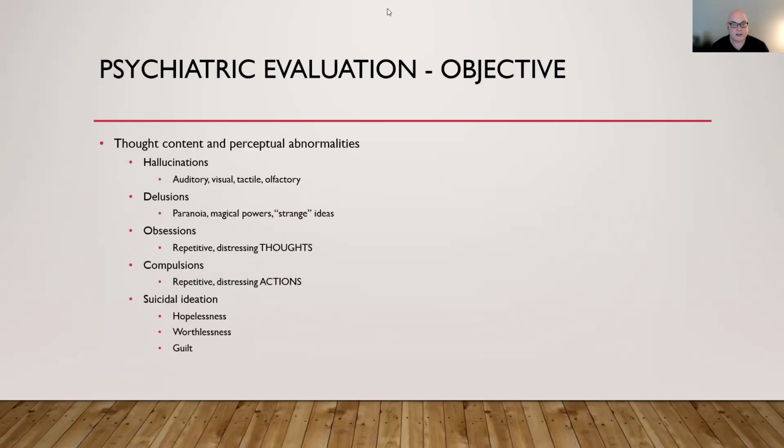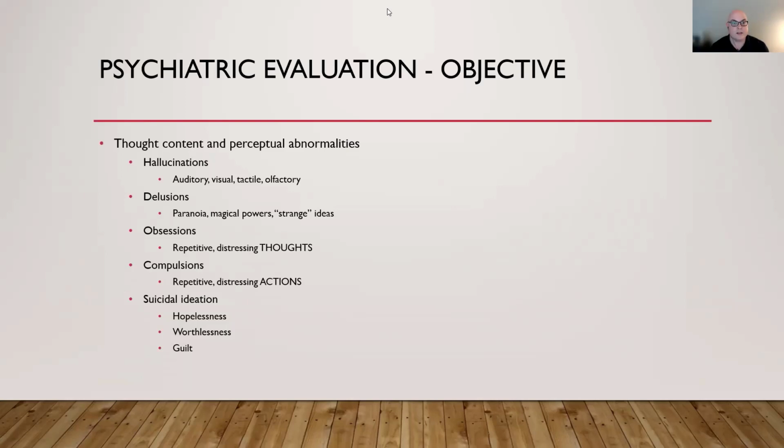So thought content. Before we were talking about thought process, now we're talking about thought content. What's actually in their thoughts, and perceptual abnormalities. These go together. Again, we can't read minds. We can't see what someone else sees. So we have to do it through their speech. This is how humans communicate in addition to nonverbal means. And so we get some ideas of what's going on in their mind.